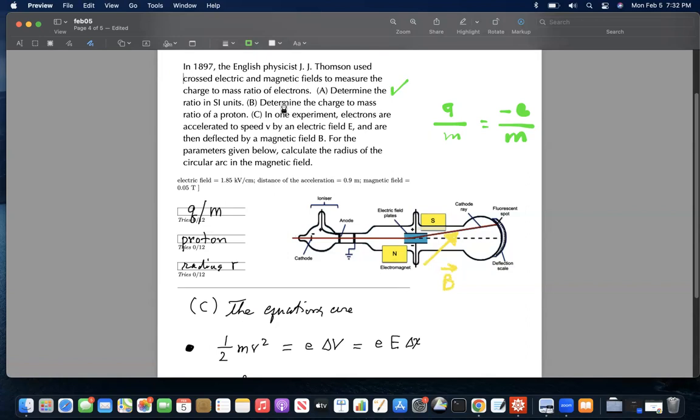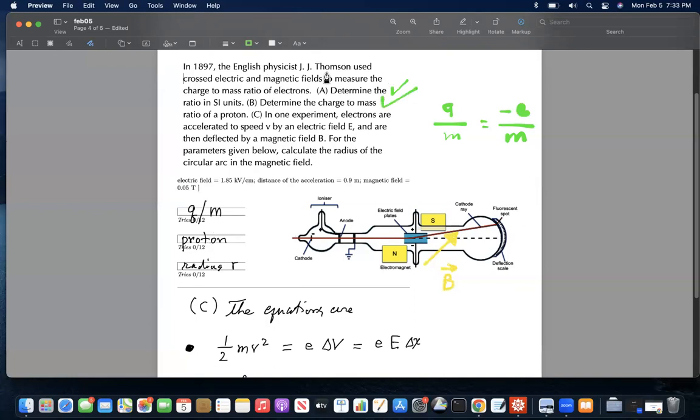Part B is, what's the charge to mass ratio of a proton? Protons are a little more difficult to produce. I mean, electrons you can produce by heating up a metal and applying an electric field. So this would be the experiment of Thomson. Just out of curiosity, what's the charge to mass ratio of a proton? The charge is the same, but the mass is much bigger for a proton. So the charge to mass ratio will be much smaller for a proton. That takes care of part B.